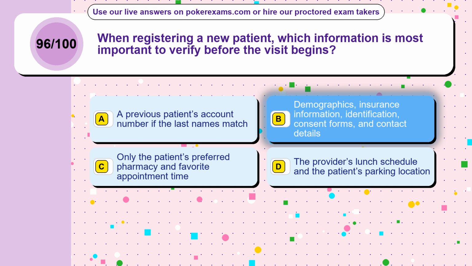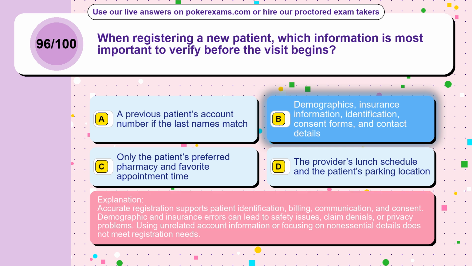The correct answer is option B. Demographics, insurance information, identification, consent forms, and contact details. Accurate registration supports patient identification, billing, communication, and consent. Demographic and insurance errors can lead to safety issues, claim denials, or privacy problems. Using unrelated account information or focusing on non-essential details does not meet registration needs.